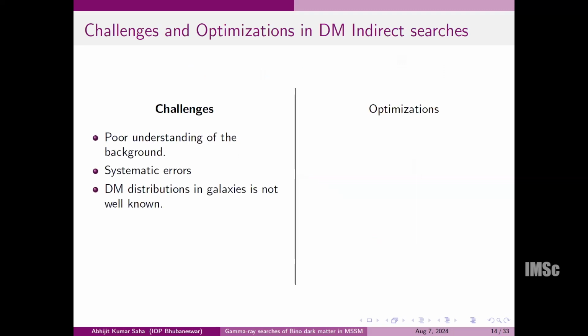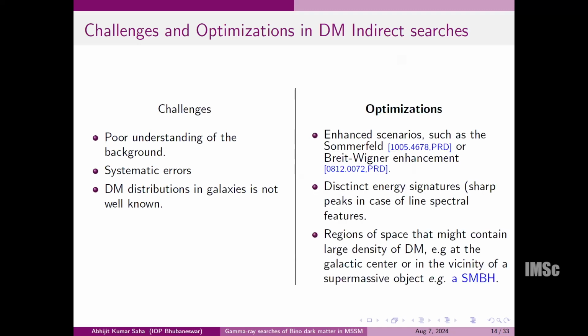Well, so the challenges are poor understanding of the background depending on your target, systematic errors, and DM distributions in the galaxy are not well known. So you can make certain optimizations like enhanced scenarios. We can use Sommerfeld enhancement or Breit-Wigner enhancement. Sommerfeld enhancement is a non-perturbative effect when your dark matter velocity is very small and you have a strong coupling among the dark matter and these standard model particles. So your annihilation could be magnified by a few orders.